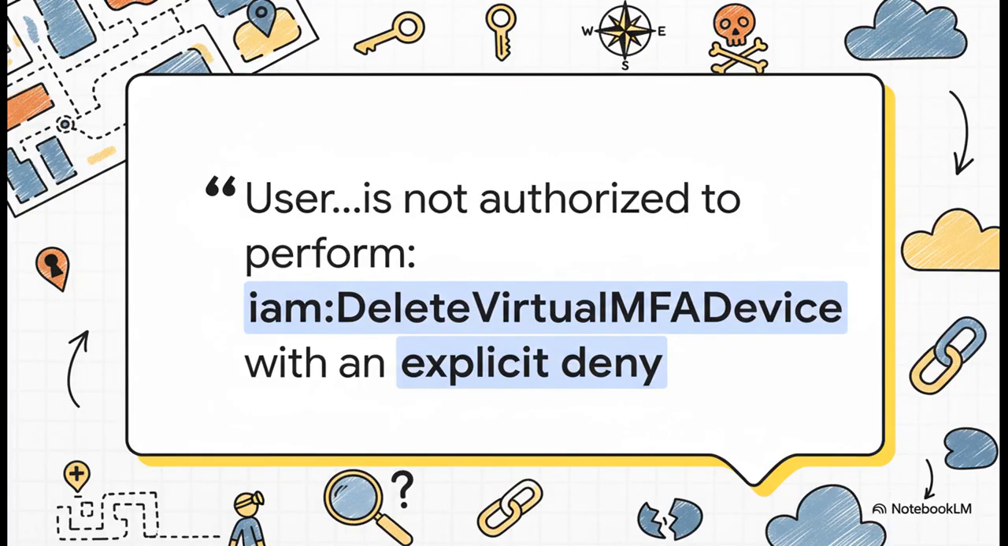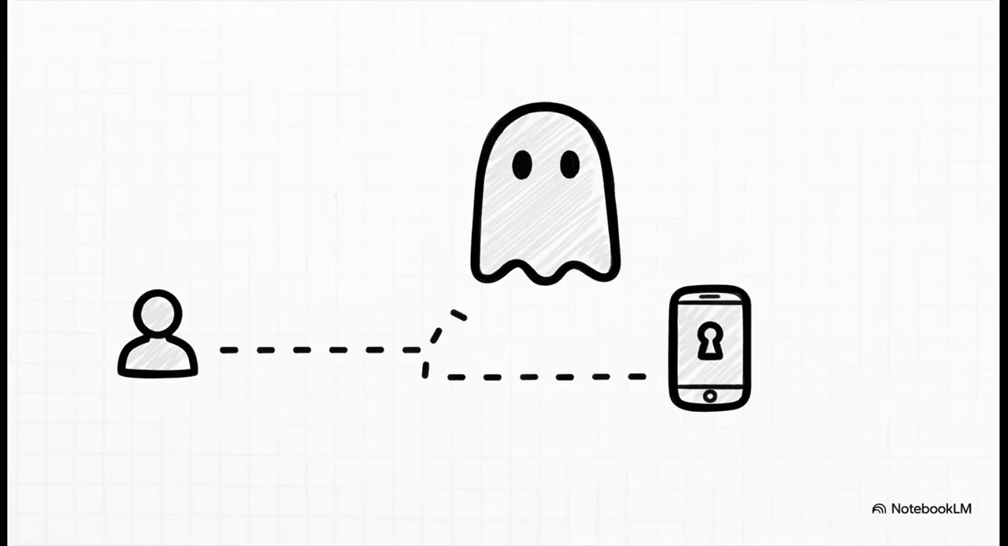Okay, let's look at a really specific error, one that throws people for a total loop. You're an admin, you're trying to fix a multi-factor authentication device for a user, and you get this, an explicit deny on deleting the old device. You check every policy you can find, and there's no deny statement anywhere. So, what is going on? It turns out the problem isn't in your policy at all.